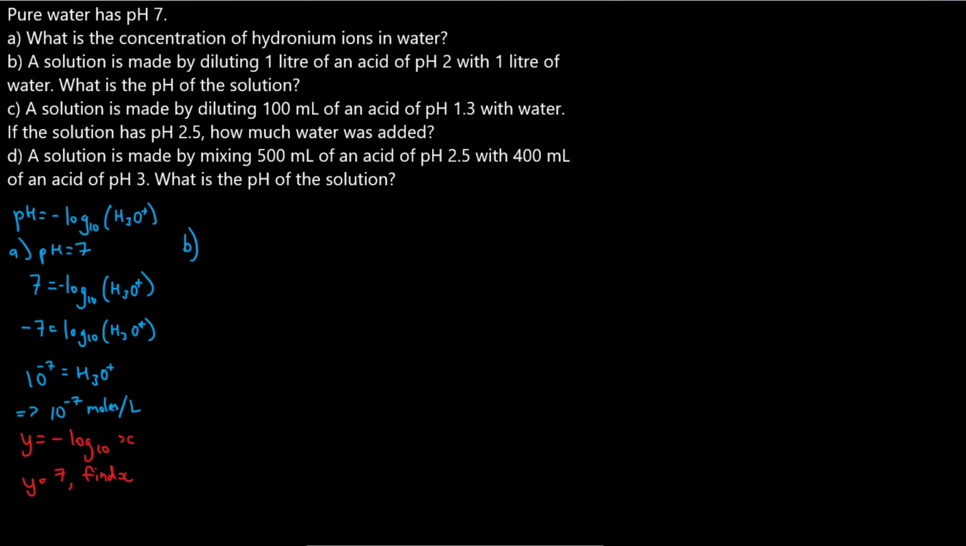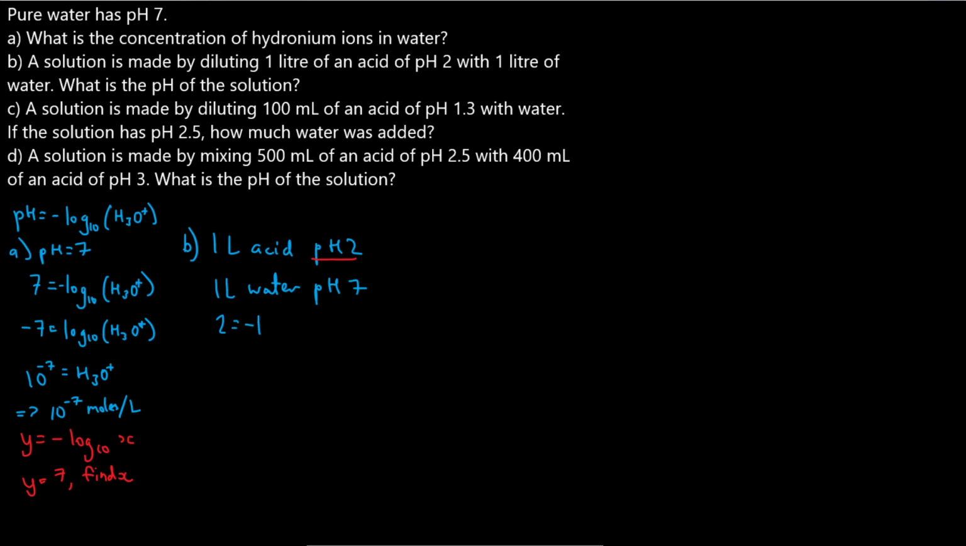A solution is made by diluting 1 liter of acid. Okay. And it has a pH of 2. And we've also got 1 liter of water, and that has a pH of 7. We want to work out the concentration of the acid. So again, this question gives us the pH. It tells us what the pH is. We could use that to find the concentration of hydronium. So let's do that.